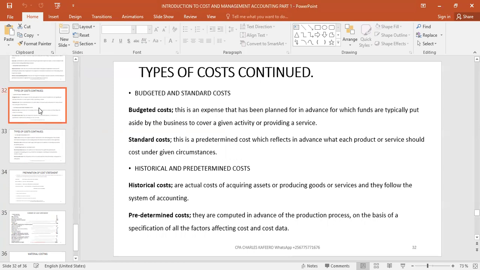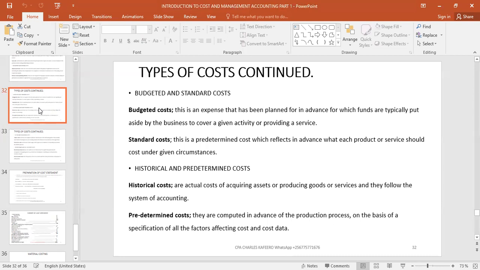The other one, we can talk about the budgeted and the standard costs. Budgeted costs. This is an expense that has been planned in advance, for which funds are typically put aside by the business to cover a given activity or to provide a service.